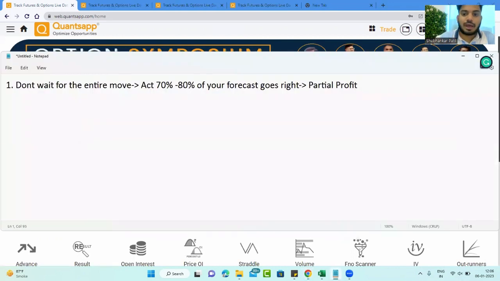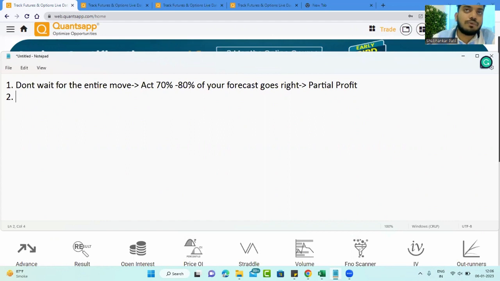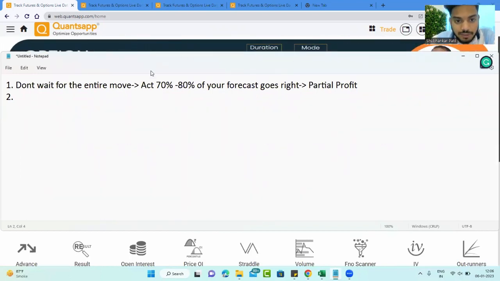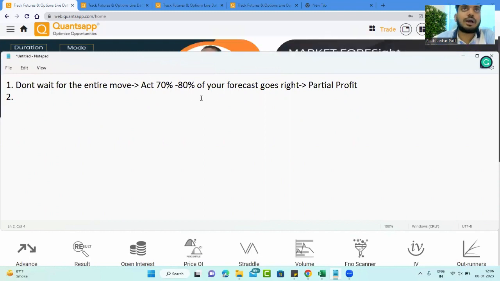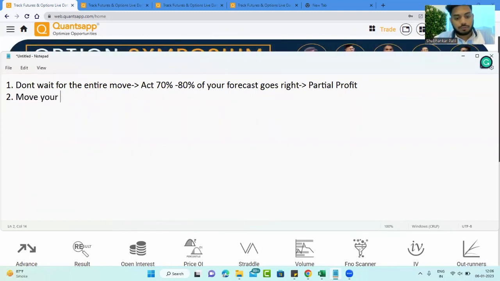The second point in the same scenario is, whenever the move is in your favor, don't let go of that move easily, because your forecast is right. I see a lot of people go ahead and exit immediately. Don't do that. Wait for some time, have some patience, and whenever the forecast is going right and you have booked your partial profit, always move your stop loss to cost or higher.